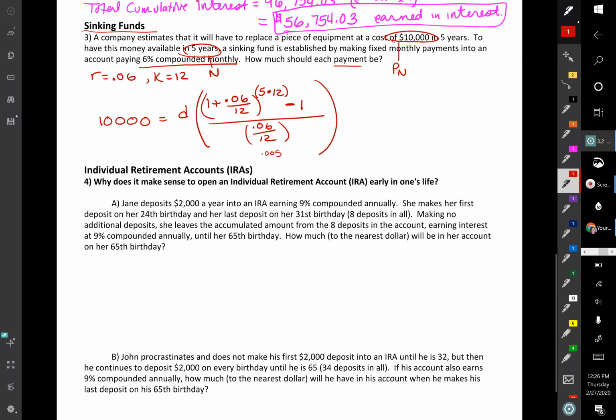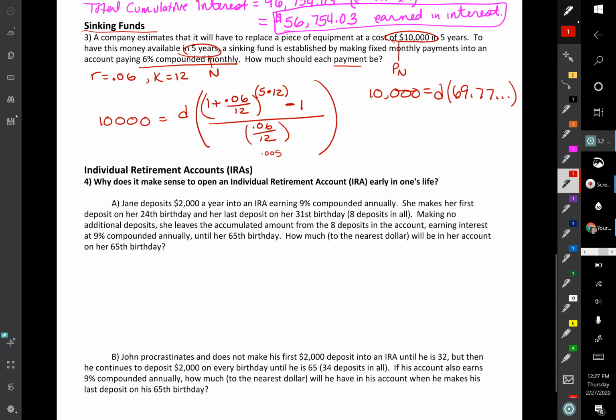And you should end up with 10,000 equals D times 69.77... I'll continue on. So just leave that in your calculator. Do not hit clear, but hit divide.